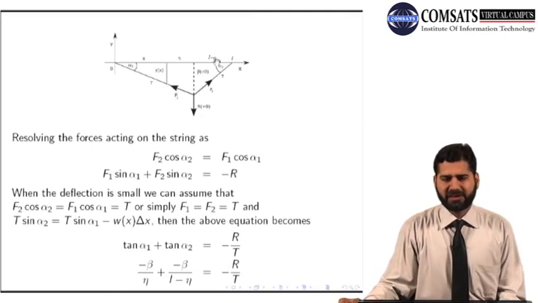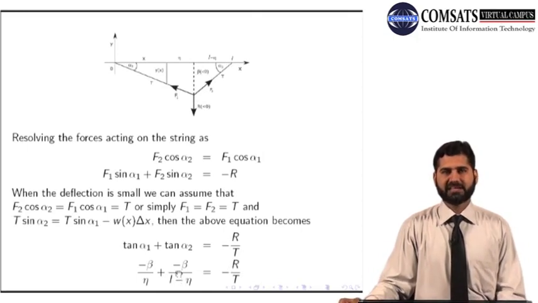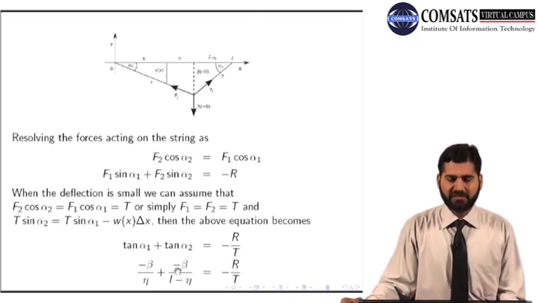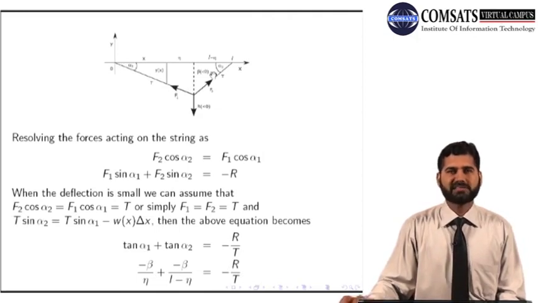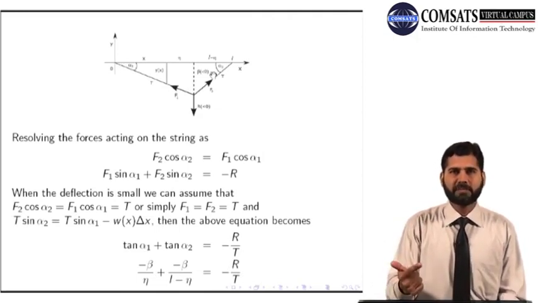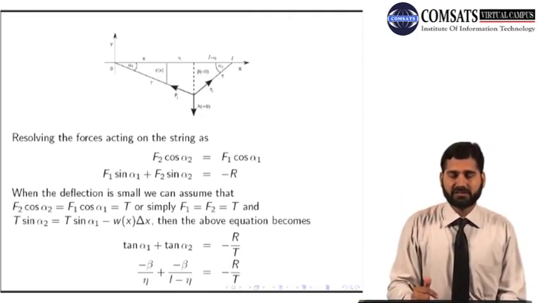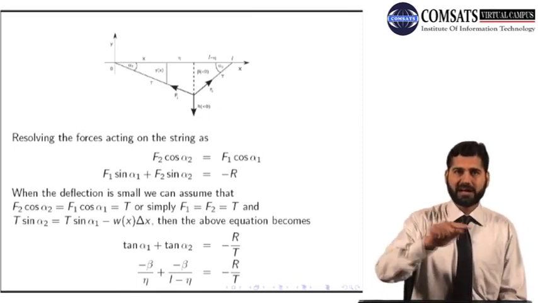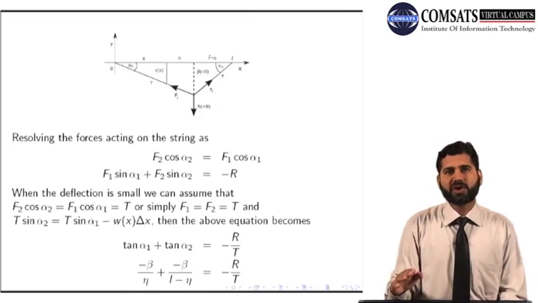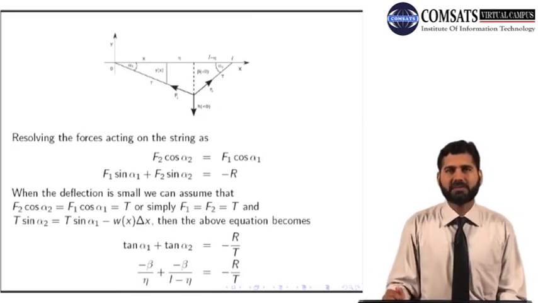And similarly, what will be alpha 2? Now the perpendicular is the same, which is negative beta, and this length is L minus eta. So perpendicular over base: beta over L minus eta, again with a negative sign. So instead of getting derivatives here, we got simple numbers, beta and eta. The reason is we are having straight lines instead of a curve. When we have a curve, we get derivatives, because the slope of a curve is always the derivative of the function with respect to x, because it's changing every time. The slope of a straight line can be approximated by a constant.